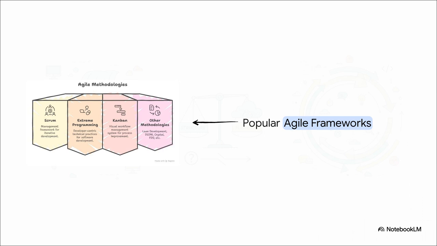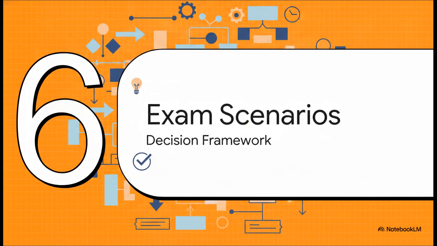The most popular frameworks you're going to see are Scrum, which is a management framework for iterative development, Extreme Programming, or XP, which focuses on developer-centric technical practices, and Kanban, a visual workflow system. So if the scenario screams Agile, but the only options are Waterfall, Spiral, and Scrum, Scrum is your answer. And finally, Section 6, Exam Scenarios and Framework.